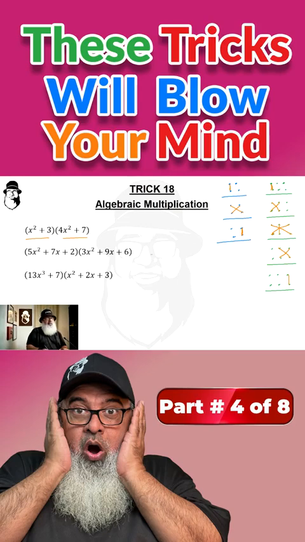Okay, let's do that here. 5x squared plus 7x plus 2. And here we have 3x squared plus 9x plus 6. And we are multiplying them. So this is the first step. 5x squared times 3x squared: 5 times 3 is 15. So we have 15. x squared times x squared is x to the power 4.